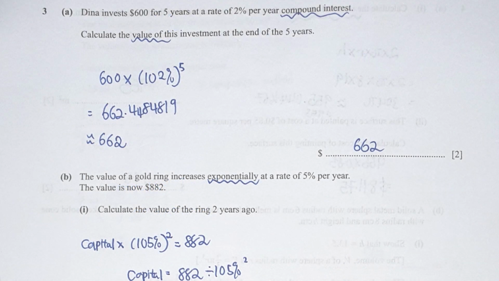Question 3. Dina invested 600 for 5 years at a rate of 2% with compound interest. So 600 times 102% to the power of 5. After correcting your answer to 3 significant figures, it should be 662.